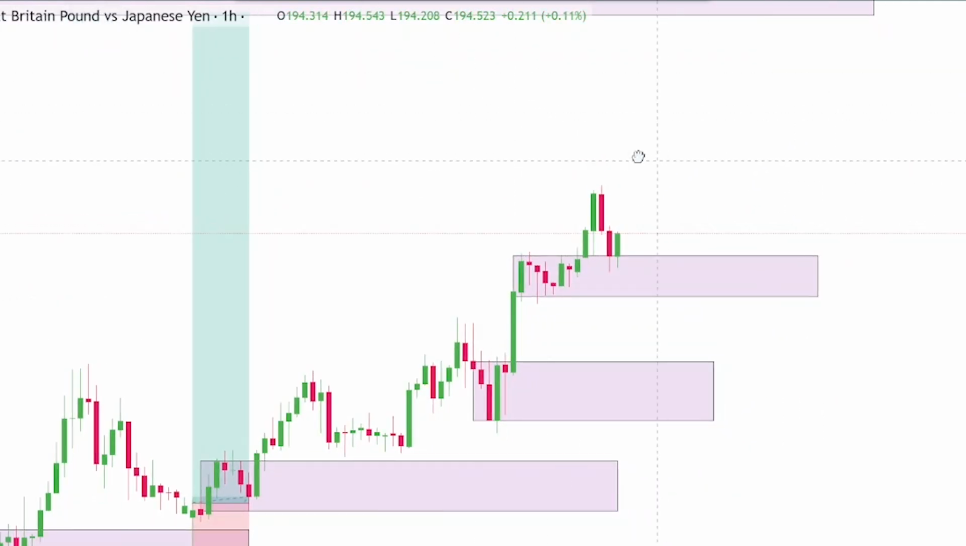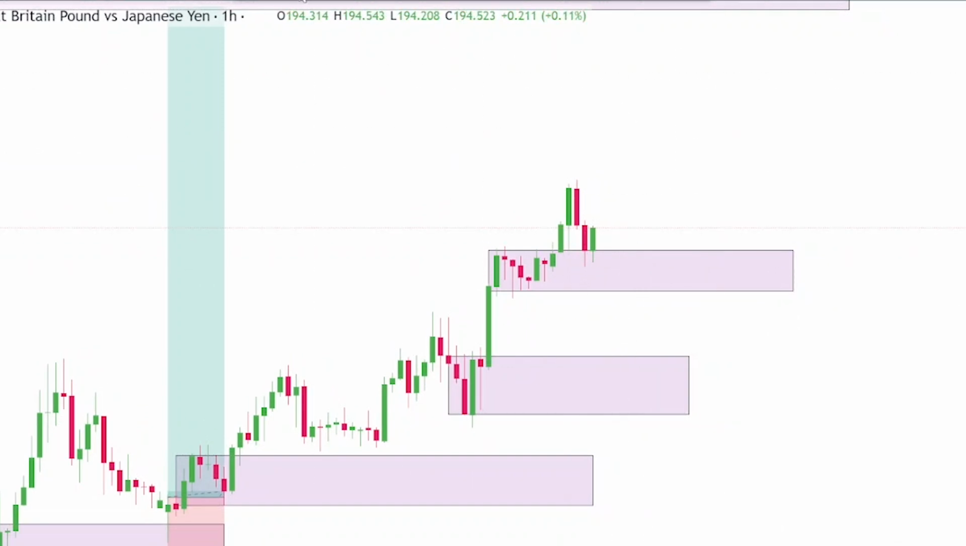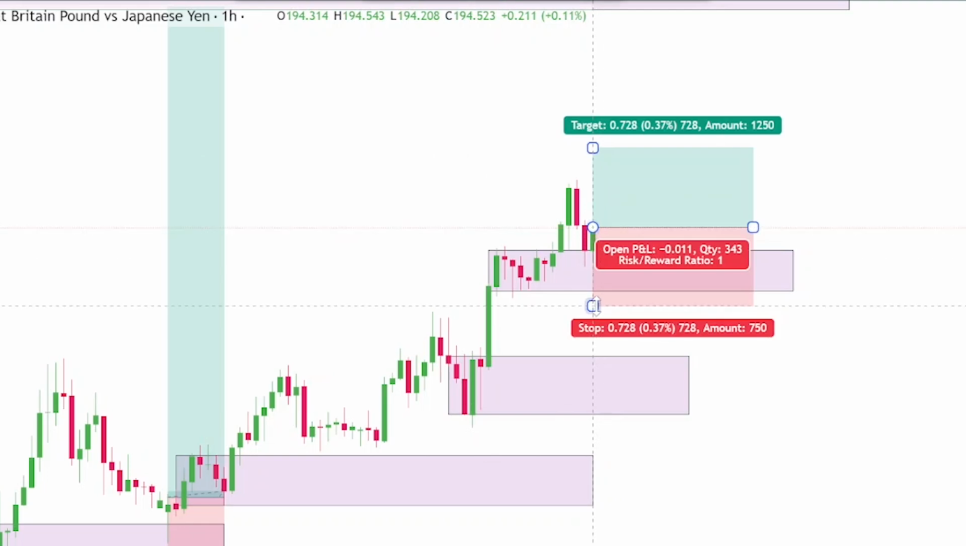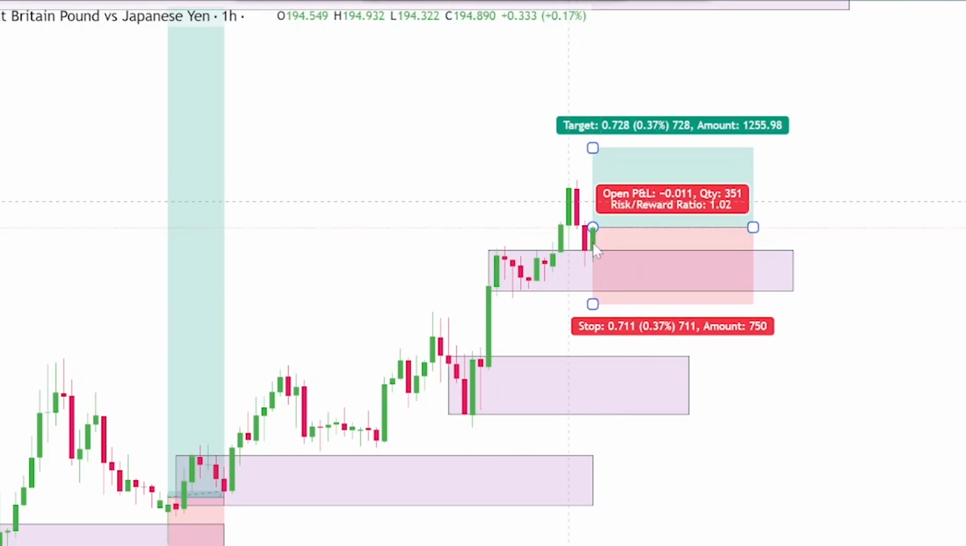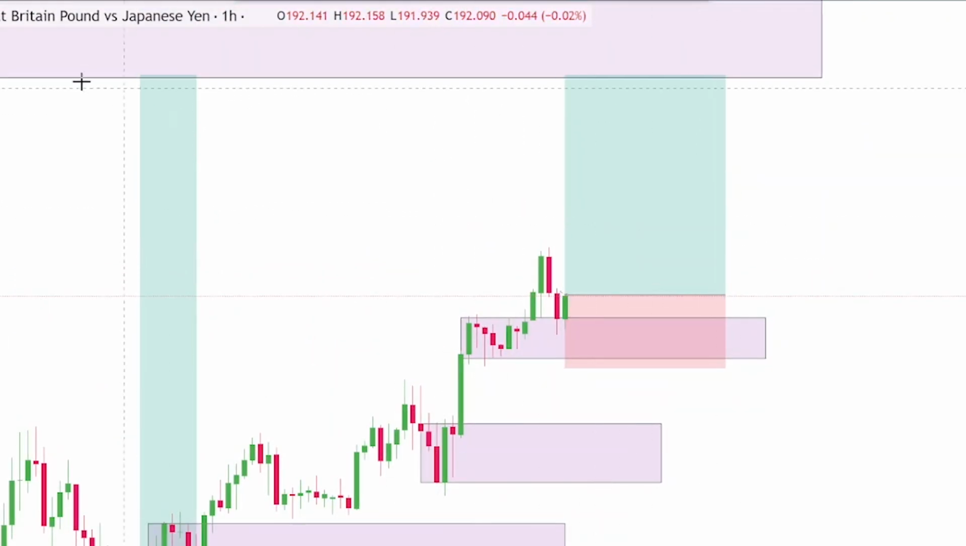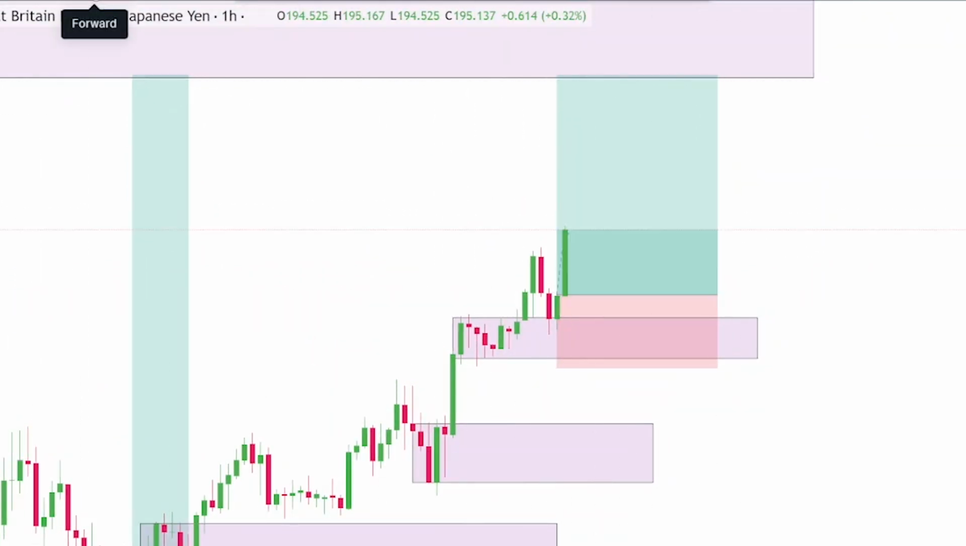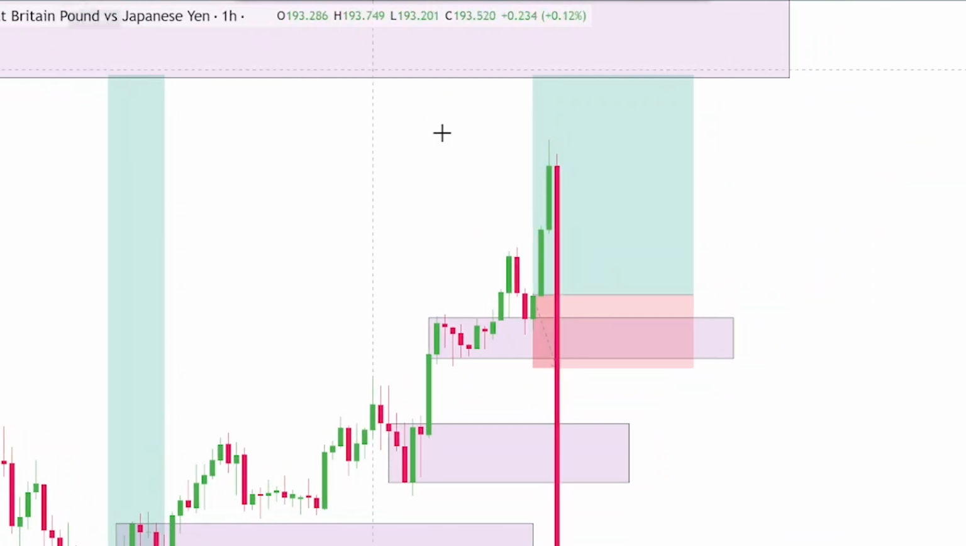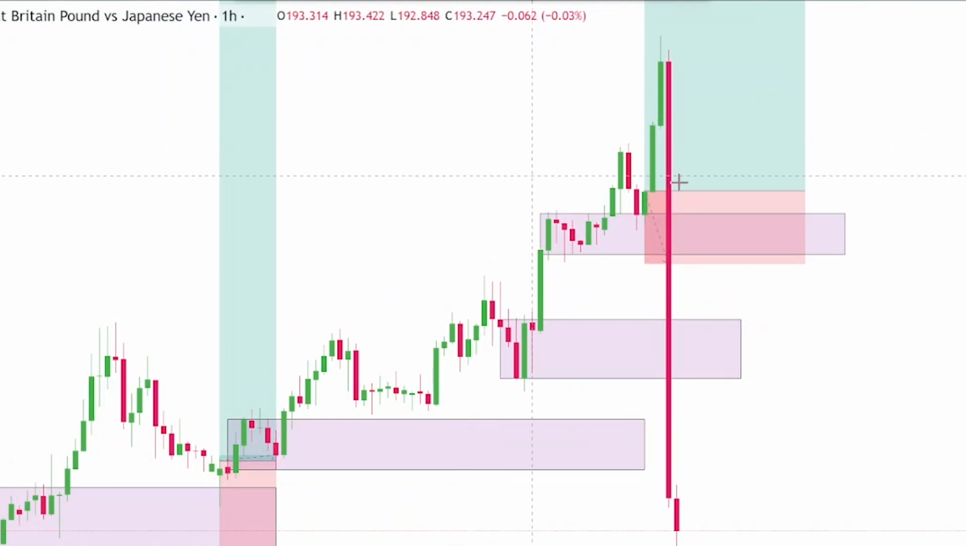Let's see, we have a confirmation. Can we take a buy? Attempt to take a buy from this area. Stop loss from here. This area, remember, is imbalance. Let's see if we can get to our target. Still moving up. Okay, the market dropped down as the news came.